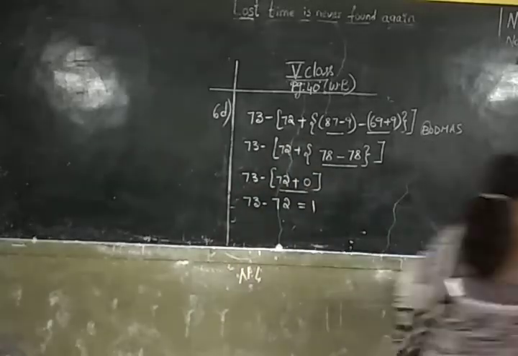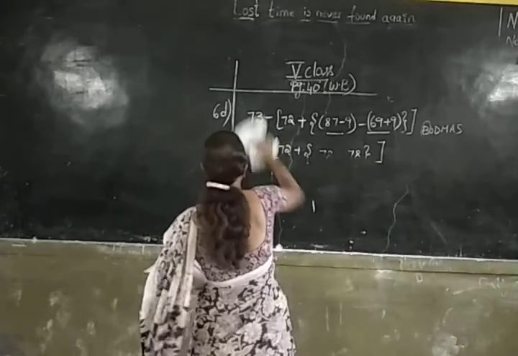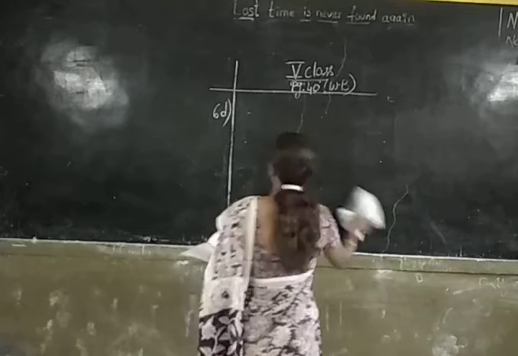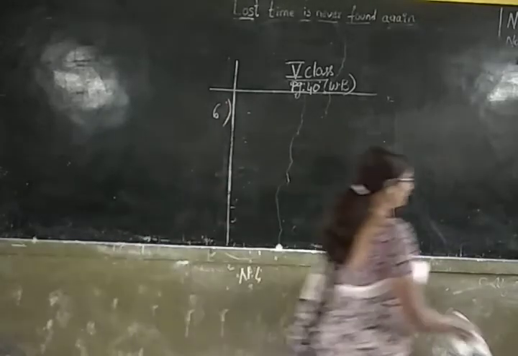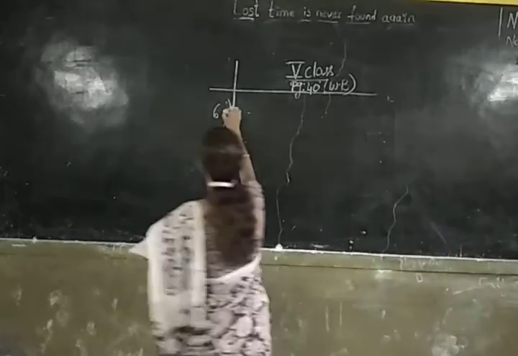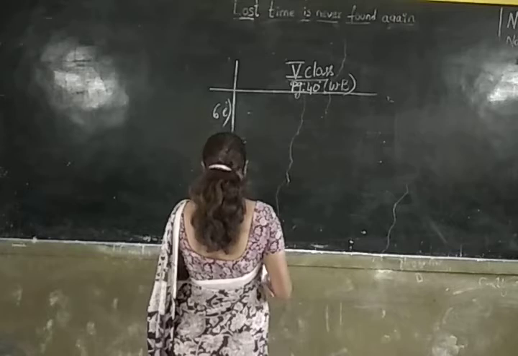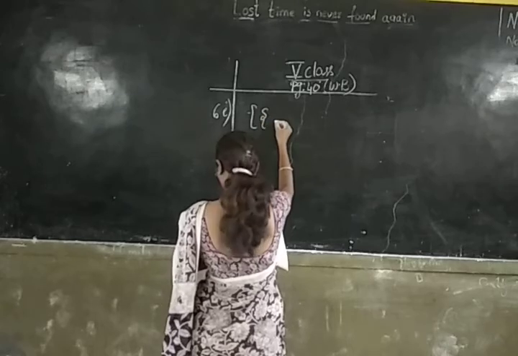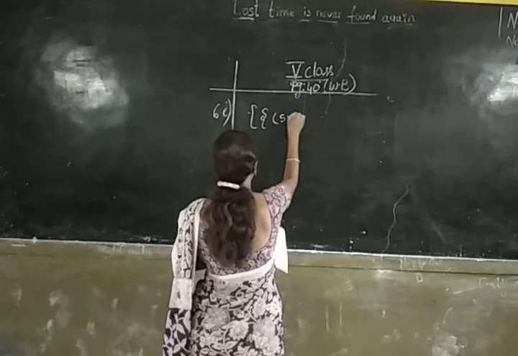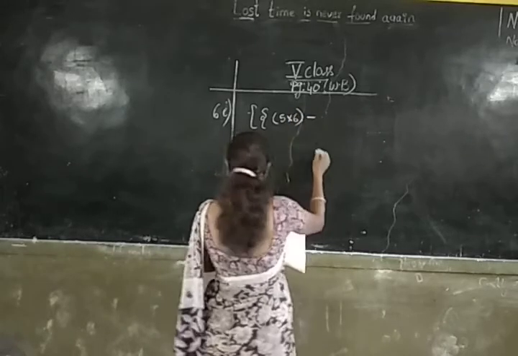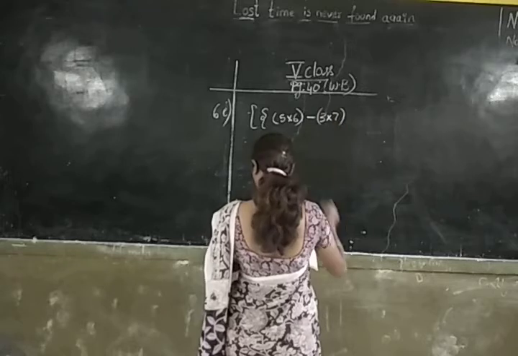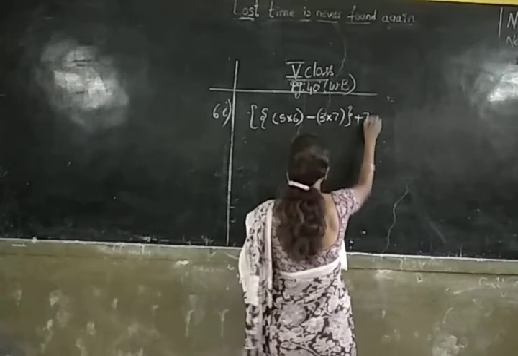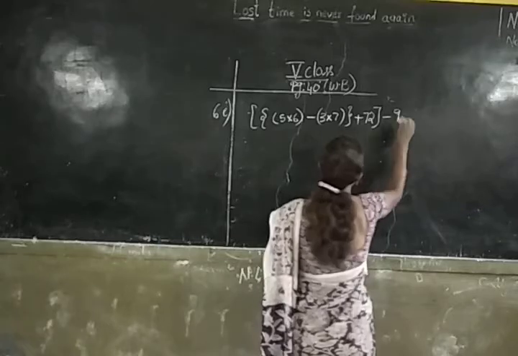Okay children, now let us do the E sum. The E sum is: square bracket, flower bracket, round bracket, 5 into 6, round bracket, minus, round bracket, 3 into 7, round bracket, curly bracket, plus 72, square bracket, minus 9.